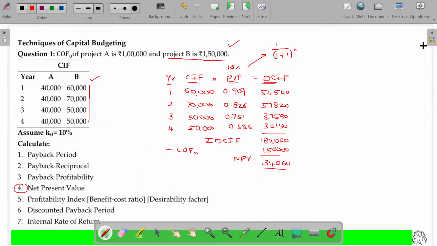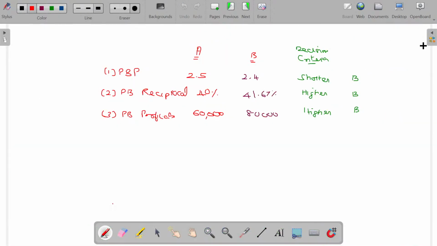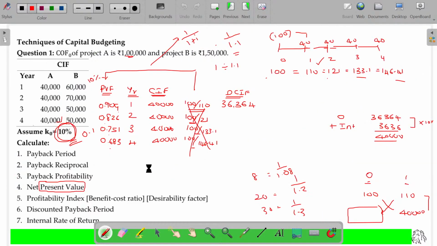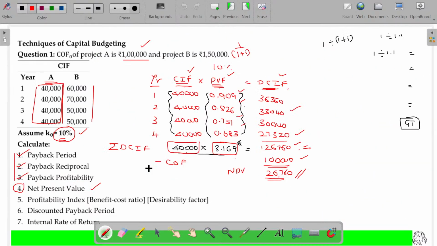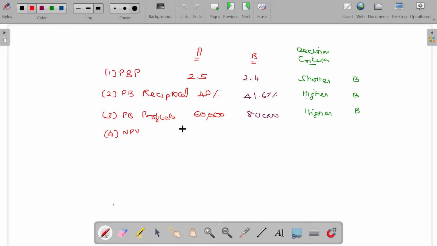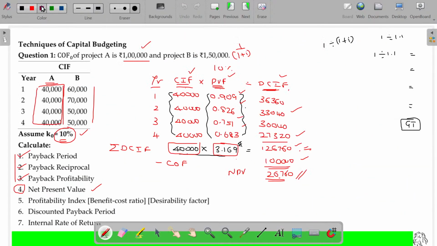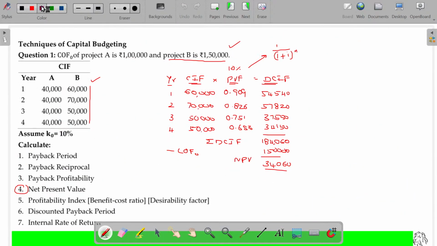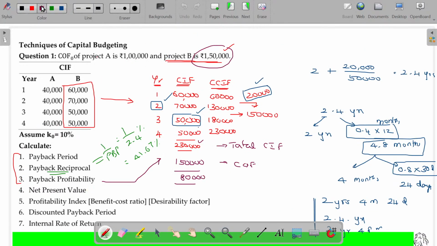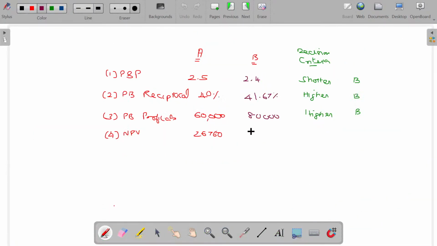Now, I'll list down the NPV. Fourth one. The NPV we have arrived at for project A is 26,760. For project B, 34,060.